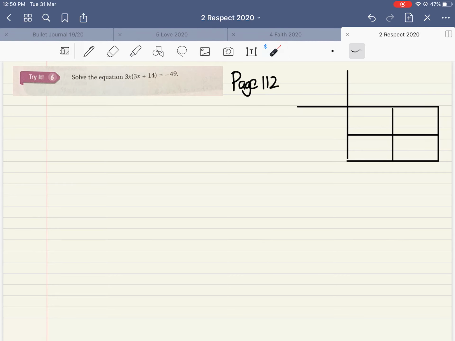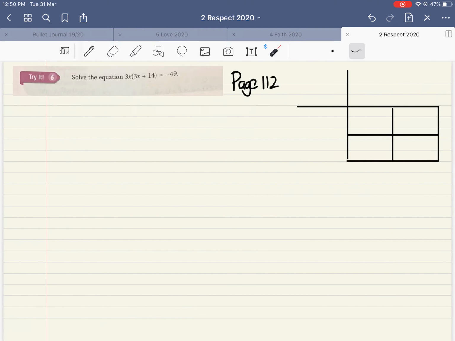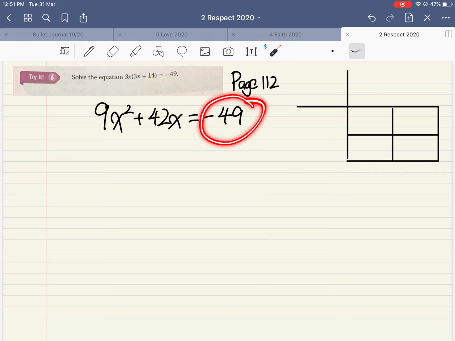If we compare and contrast this with the previous question, you notice that the right hand side is actually equal to 0. In this case, what should we do if we would like the right hand side to be equal to 0? First and foremost, what we can do is to expand the brackets. So if we focus on 3x times (3x plus 14) and expand the brackets, what I'll get is 9x squared plus 42x equals -49.